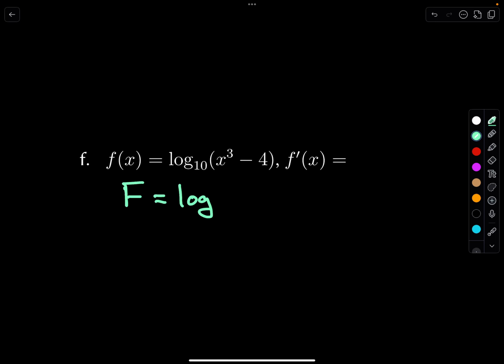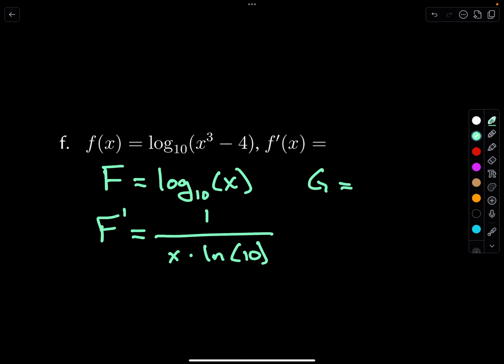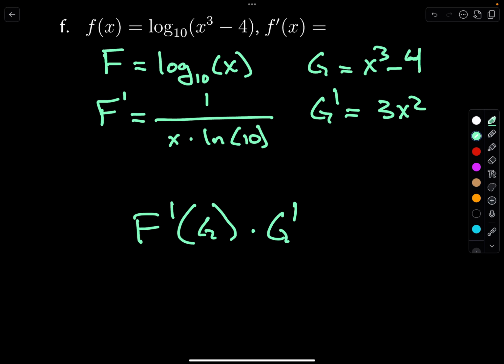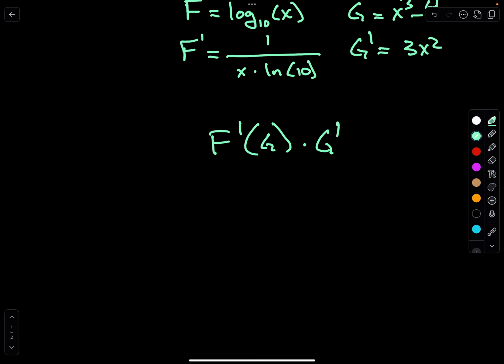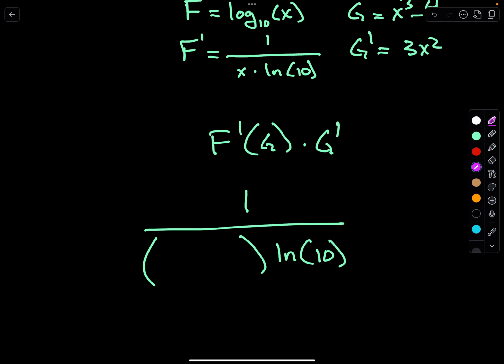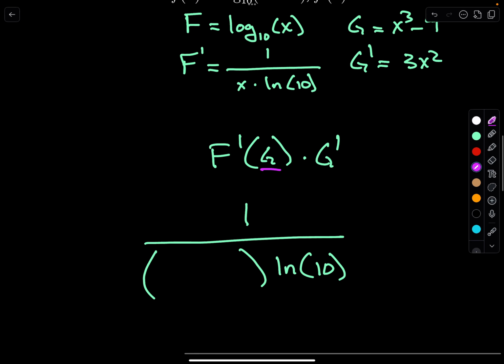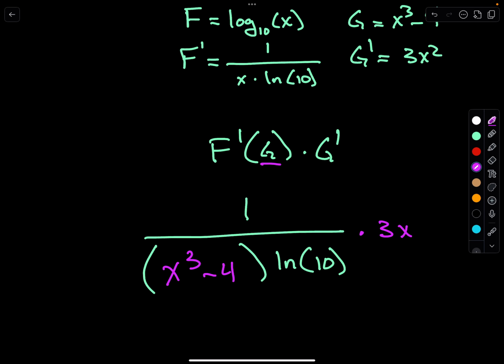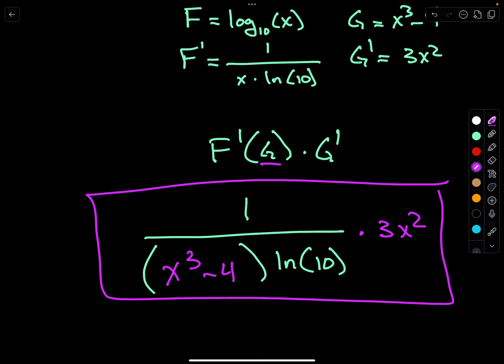f is the log base 10 of x. f prime is going to be 1 over x times the natural log of 10. And then g here is x cubed minus 4, and g prime is 3x squared. So f prime evaluated at g times g prime, our favorite chain rule there, is going to be 1 over, I'll put this set of parentheses, natural log of 10. So there's f prime, and what I'm going to stick in there is g, and g is the x cubed minus 4. And then multiply this thing times g prime, which is 3x squared. You could clean this up if you want, or you could just box it and be happy.